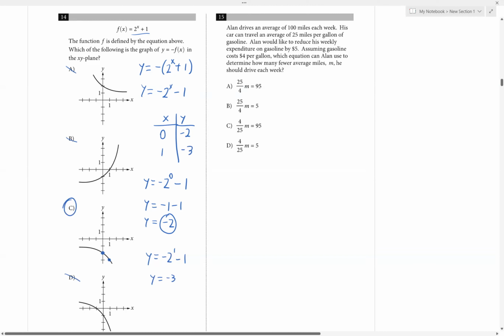Now, the original function, if we graph it, is an exponential growth function, and then we have a vertical shift up 1, so there's a horizontal asymptote at 1. But if you do a reflection, the new graph will open downward, and the horizontal asymptote will now be at negative 1. So the new graph will look like that, and that will be C for our final answer. That's it for this one.